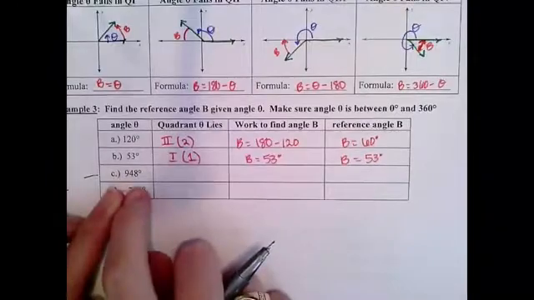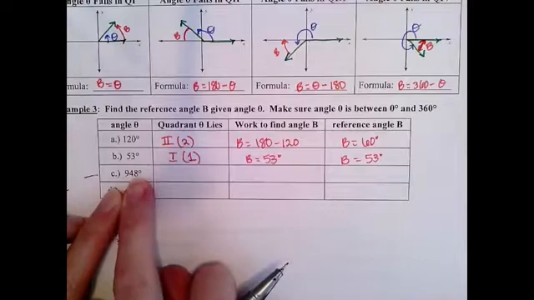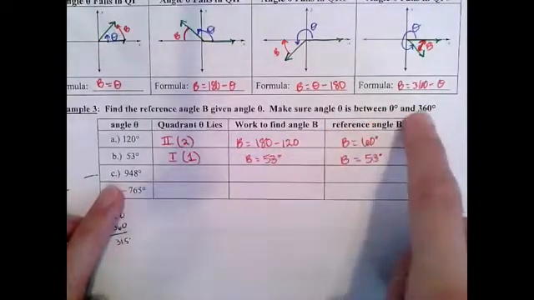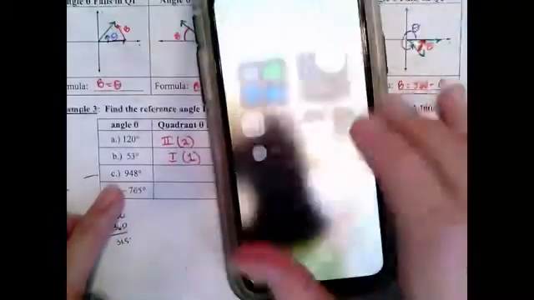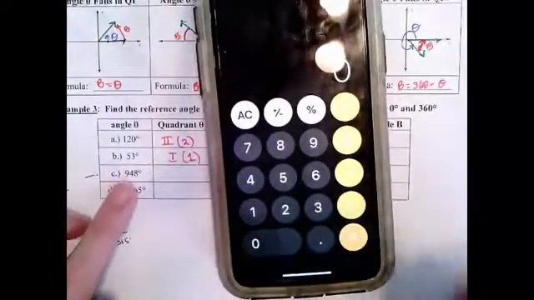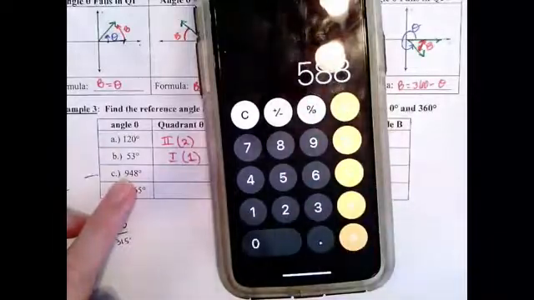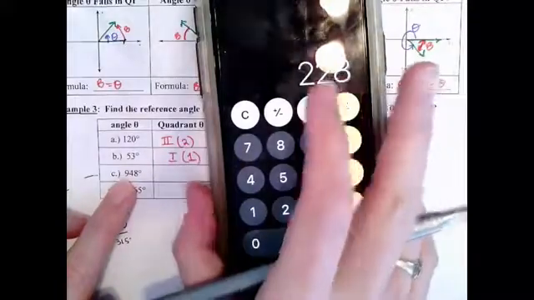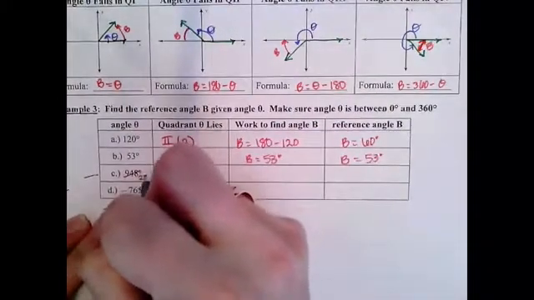Now, 948, remember the swirly, swirly, swirly from before? That's essentially what we're doing here. So first I need to swirly, swirly, swirly and get myself an angle between 0 and 360, and then I can do this process. So I'm going to see how many 360s I need to subtract from 948. 948 minus 1 360, still not between 0 and 360. Minus another 360 puts me at a number between 0 and 360. So I'm going to use 228 as my coterminal angle instead.